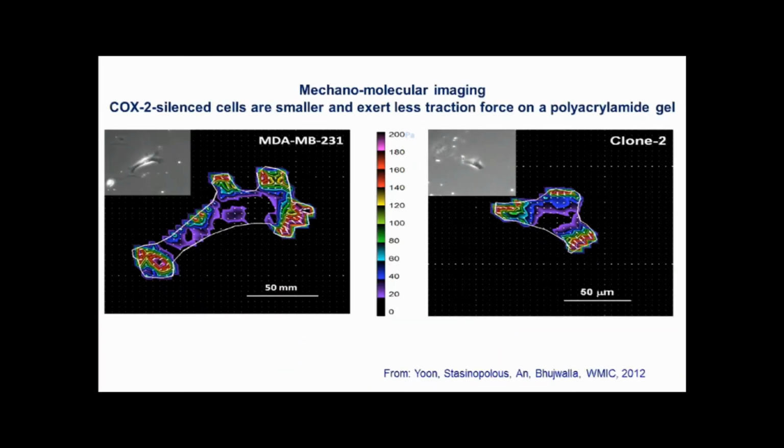Here, for instance, if you look at cells with COX-2 decreased or wild-type cells, you can see that downregulating COX-2 makes these cells exert less traction force. So it's as if they are less able to muscle through the extracellular matrix, again, to invade and metastasize.